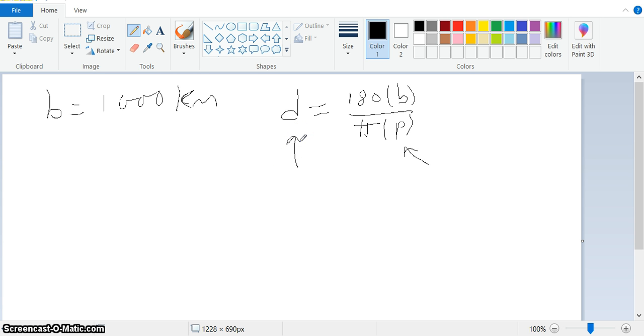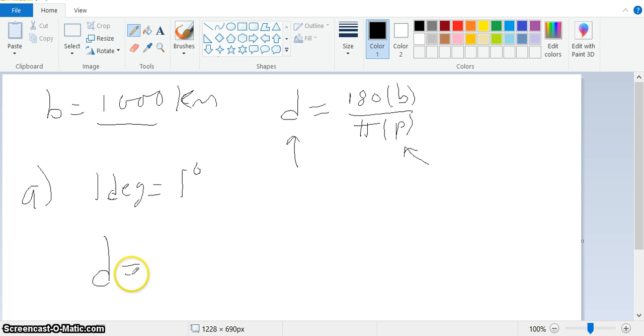All right, so let's do the first one. This is for part A. They say, you use this baseline of 1,000 kilometers and you measure the parallax, and the parallax turns out to be 1 degree. Remember, for degree, you can either write this abbreviation, or you can use this little symbol right here for degree. All right, so let's just plug this in, and we'll see what the distance is.